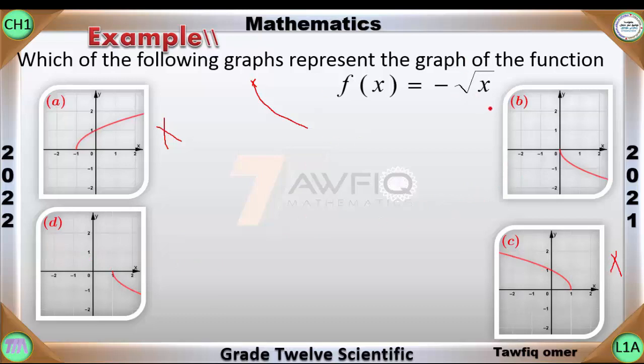Because if we take x under the square root equal to 0, then x will be 0. And to find y, it is equal to 0 too, so the start point is (0, 0). The start point will be (0, 0). This one has the start point (1, 0), and this one has the start point (0, 0), so B is the correct answer.